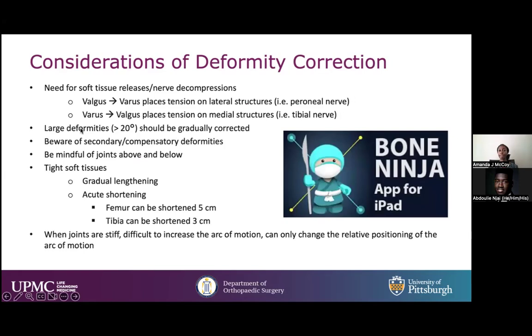So these are just little tricks that I've learned in my early career in terms of considerations for deformity correction. It's not just the bone, as I said before. You want to think about, do you need to do concomitant soft tissue releases? Do you need to do nerve decompressions?